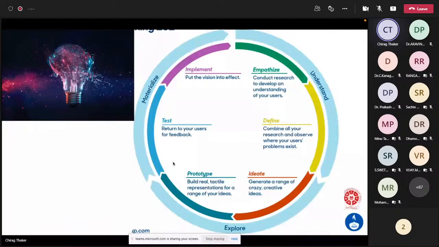And then you will run into the test phase, in which you will return to your users with the actual feedback. Maybe the beta versions of the product, or maybe the initial versions of the process. Go back to your users, try to get their genuine feedback, and then implement. So explore is all about the ideation phase and prototype, but test and implement is all about the materialization phase of the design thinking process.